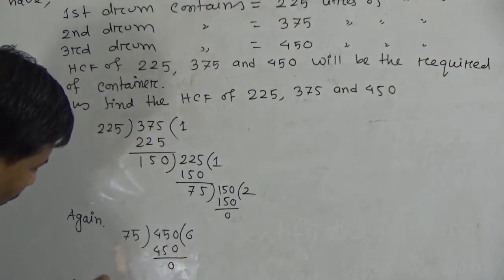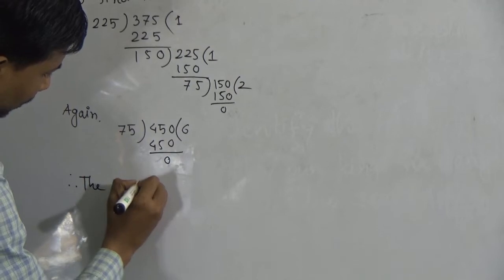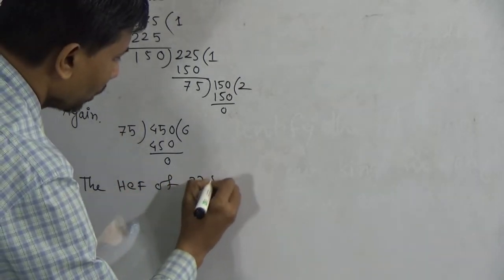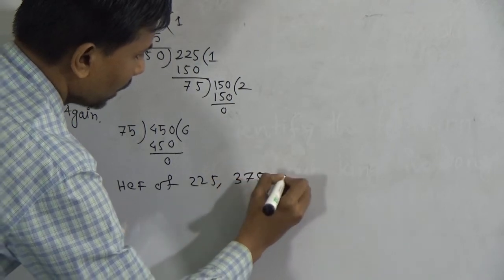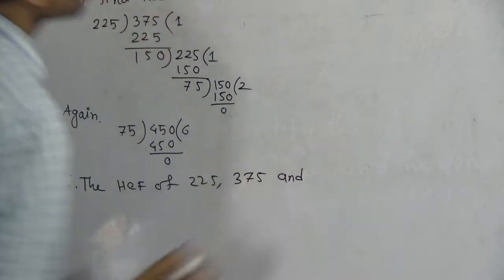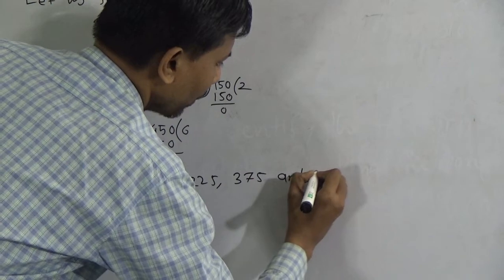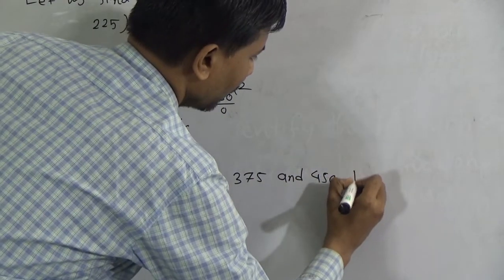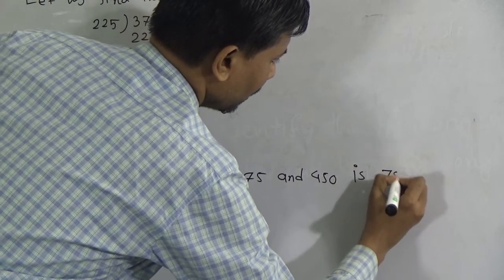Therefore the HCF of 225, 375 and 450 is 75.